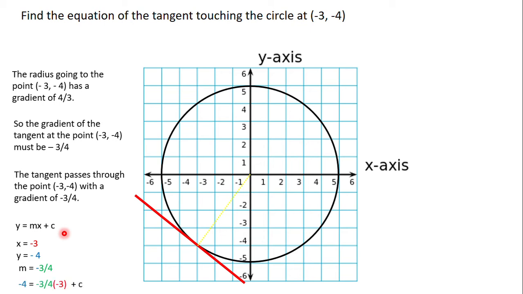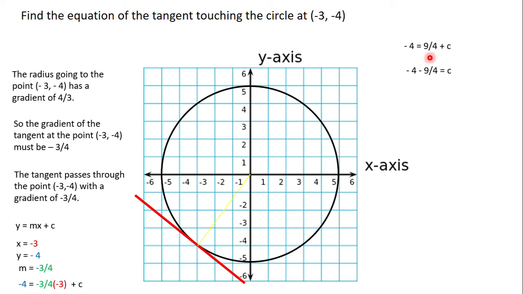So this is what it's going to look like. I've plugged these values into the formula y equals mx plus c, and what I get now is this. Okay, hopefully you can see how I got there. I multiplied these two together, so I did -3 times -3, which makes 9/4. So I've got -4 equals 9/4 plus c. The next thing I'm going to do is try and rearrange that to work out what c has to equal. So I've kind of skipped a step. I've moved that 9/4 onto the other side of the equal sign. It's gone from being 9/4 to being -9/4.